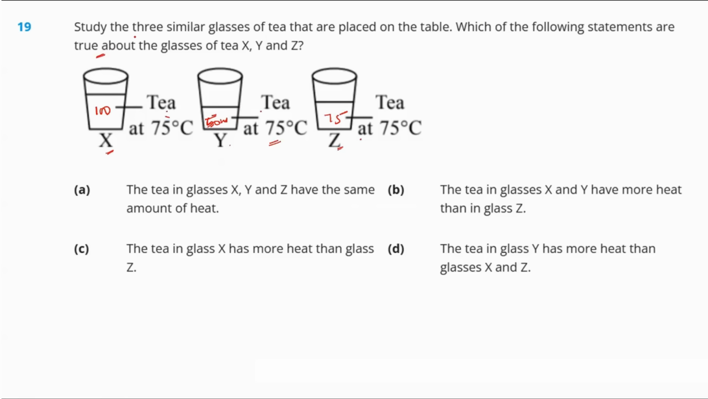So everybody, we should understand what we mean by heat. Heat is a form of energy, and how is it different from temperature? Temperature is the thermal state of any body. Heat can be transferred, but the temperature cannot be, right? Based on that, the more the amount of substance, the more heat there would be. So the answer should be the tea in the glasses X and Y has more heat than in the glass Z, right? Both of them, if we combine, would have more heat than the glass Z, right?